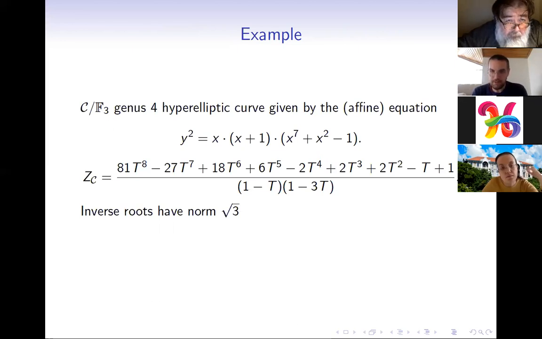And this is just to give a nice example. When you do that calculation and see that really all roots are nicely distributed on the circle of radius square root q, it kind of gives you some joy.